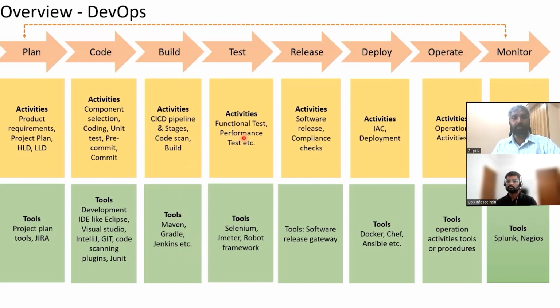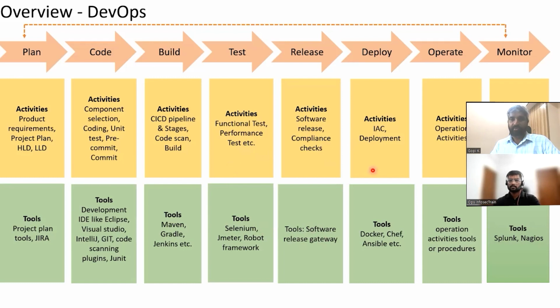Once we come to the testing phase, we do the automated functional test, performance test, regression test. So multiple types of tests we will do. Majorly we use Selenium, JMeter, Robot Framework, and other tools also to execute the activities. Then in the release phase, software release and compliance checks if required, we use a software gateway as a tool, and we release the artifact or binary to the end users.